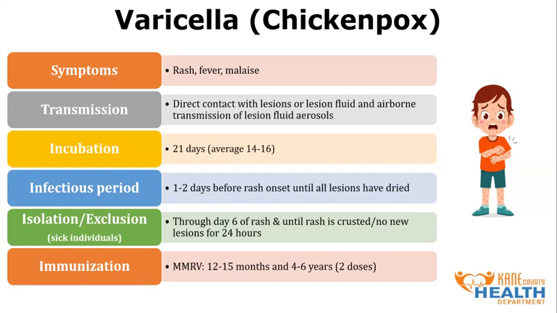A child is considered infectious 1 to 2 days before the rash presents until all lesions have dried. It's important to isolate sick individuals through day 6 of the rash and until the rash is crusted and there have been no new lesions for 24 hours. Immunization recommendations are the same as measles and mumps: MMRV at 12 to 15 months and 4 to 6 years.